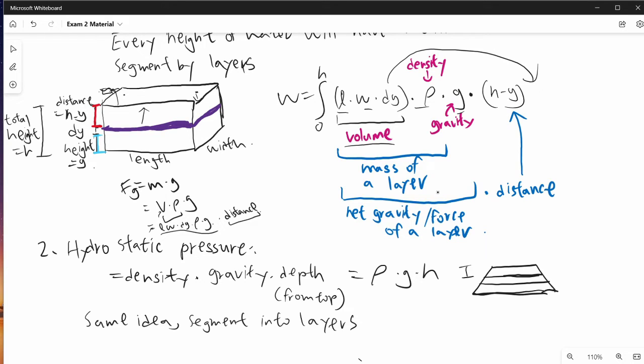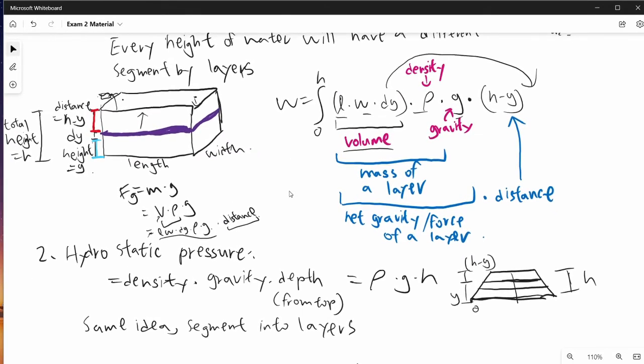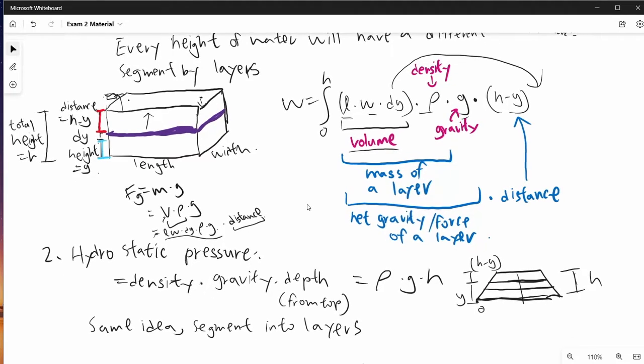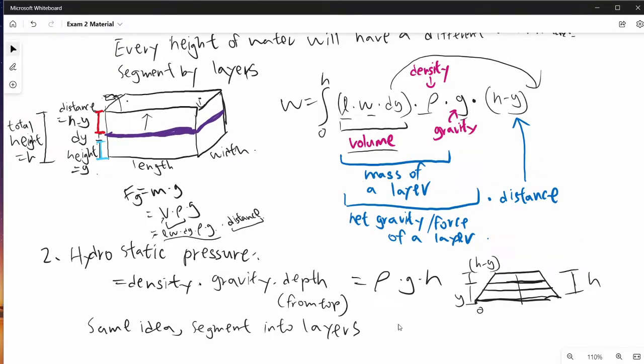It would be like this. So if the whole height of this water tank is h, then this part is y. Let's say if you have 0 being right here as ground zero, then the depth would be h minus y. And then you can integrate throughout the layers. Then you can get a total pressure. Same idea as the water pump, just calculating a different thing in a different direction, I think.